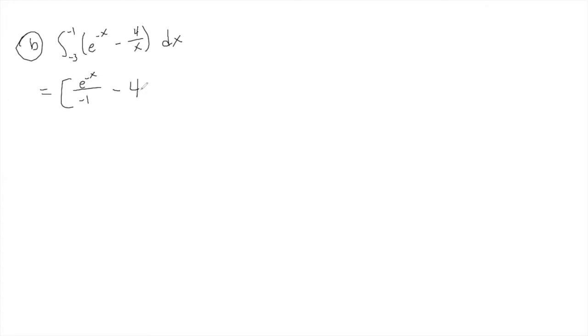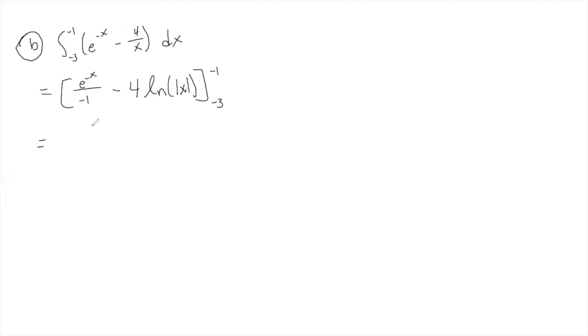Minus 4 times the ln of the absolute value of x. This problem is designed to show you how important that is, because the interval we're evaluating on is a negative interval. So we have to make sure we're only taking positive numbers inside of an ln, because ln is not defined for negative numbers, or 0 for that matter.